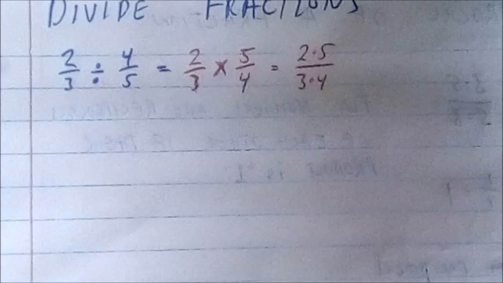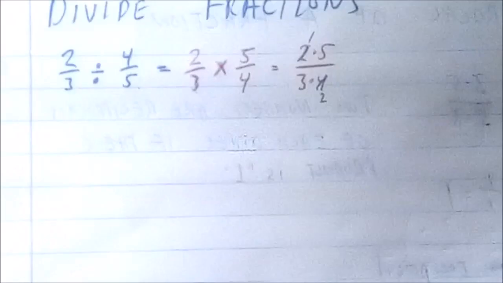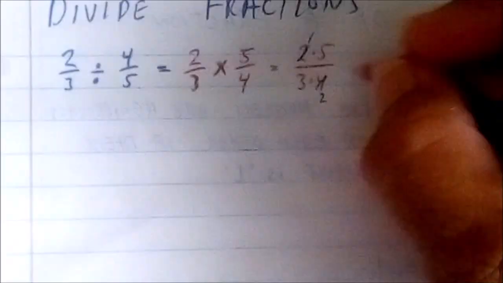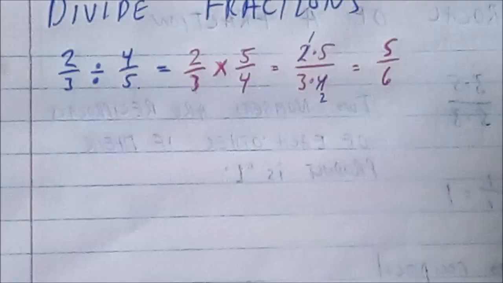2 times 5 over 3 times 4. You could cancel 2: 2 into 2 is 1, 2 into 4 is 2. This now gives us 1 times 5, 5, and 3 times 2, 6. So we end up with that value. That is how you divide two fractions.